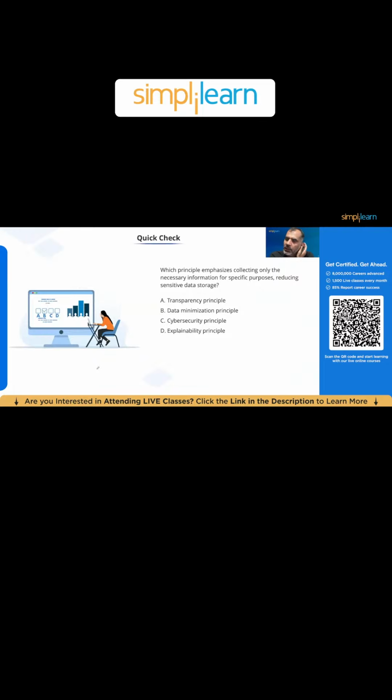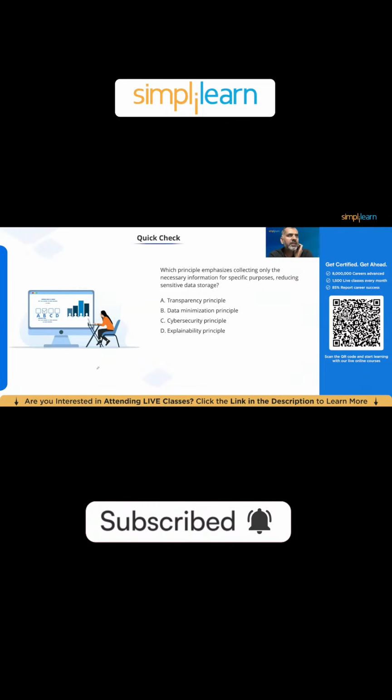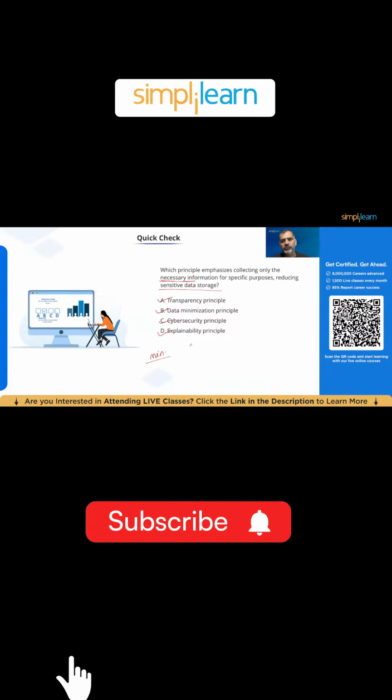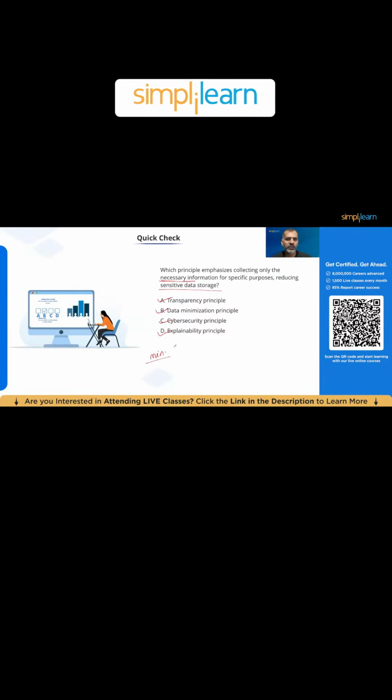Let's have a quick recap on whatever we have discussed, guys. It is more of a theoretical question. Which principle emphasizes collecting only the necessary information for a specific purpose, reducing sensitive data and storage? One is the transparency principle, data minimization principle, cybersecurity principle, or explainability principle. What do you think? What is the right option? Yeah, so B is the right option, which talks about collecting only the necessary information. You should not collect information which is not required for the application or the use case that you are solving. In that way, you only collect and store minimum information. It's not good to store sensitive data in a huge amount, because if any data breach happens, you lose the trust of the customer base. So the right option is B. That's correct.